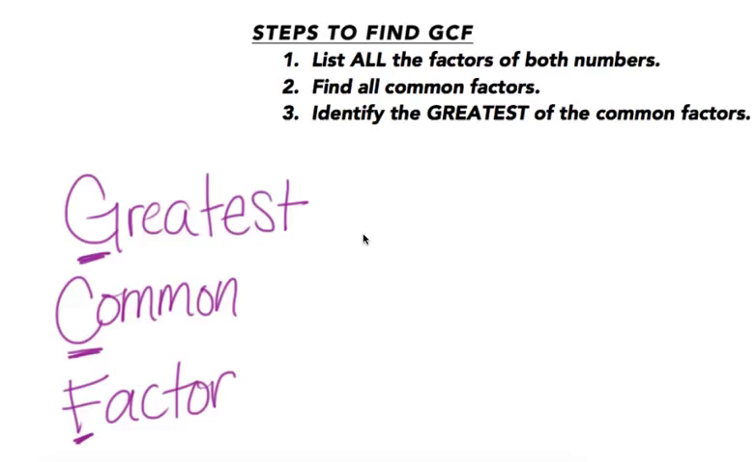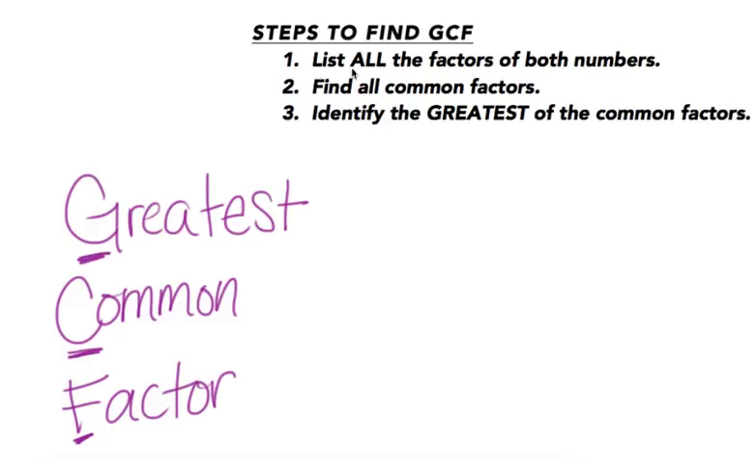So this is a very traditional way of finding greatest common factor. It's not the only method, but it's a tried and true method and one that you should be able to do even if you know another way. Finding the greatest common factor will come in really handy when we're working with fractions later on in the year. So as we are finding the greatest common factor in this video, we're going to follow these three steps.